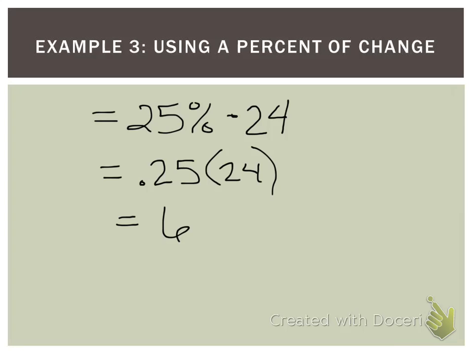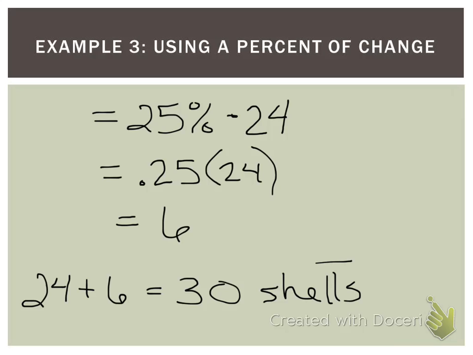Is that how many shells are in each box? 6? 30. It's 30. I need to add that now to the original. So 24 plus 6 is 30 shells. And that's how many shells they have in their new boxes. Okay? So I use the percentage to figure out the actual number that this increased by. And I know that it's increased because it said 25% more.